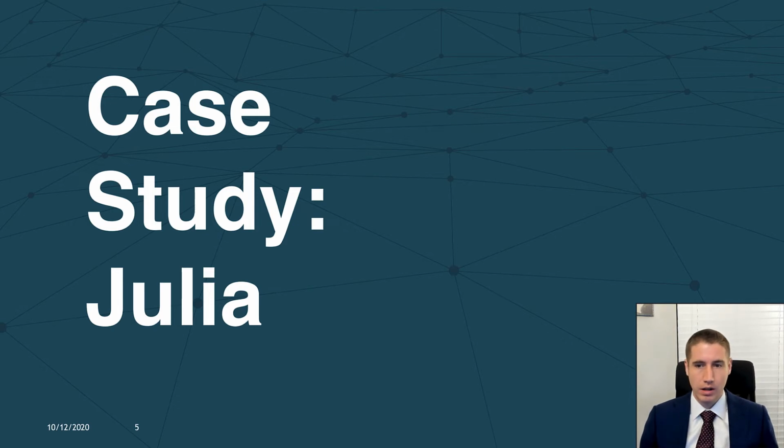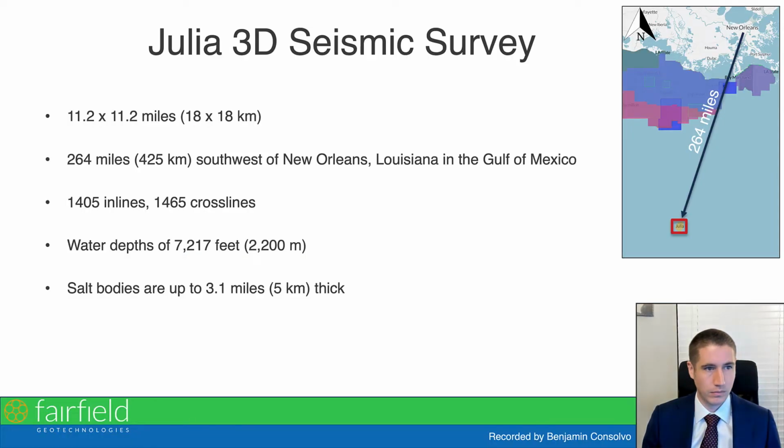So the first case study and application of the method is an offshore seismic survey called Julia. A few details about the Julia survey are that it's about 11 miles by 11 miles. It's located 264 miles southwest of the city of New Orleans in the Gulf of Mexico. It's a survey of 1405 inlines and 1465 crosslines. And the water depths here are fairly deep at around 7,000 feet. The salt bodies are quite large in this area. It can be up to 3.1 miles thick.